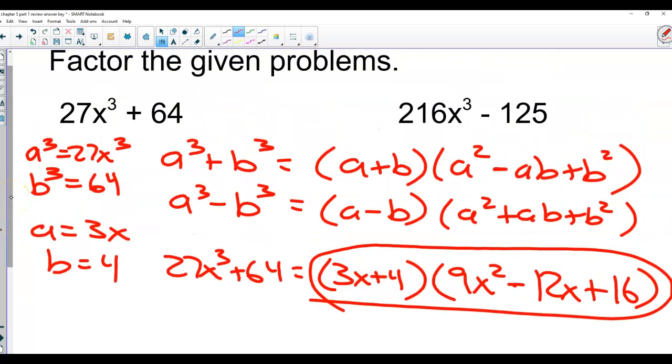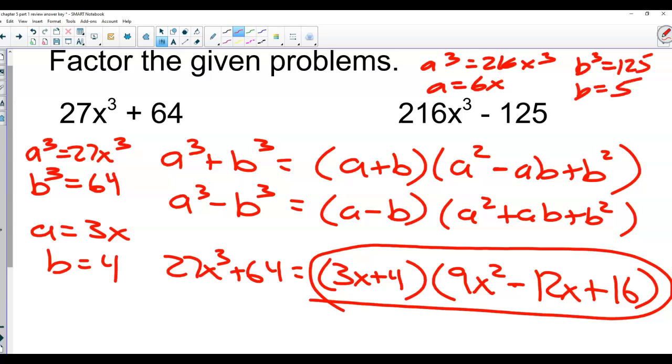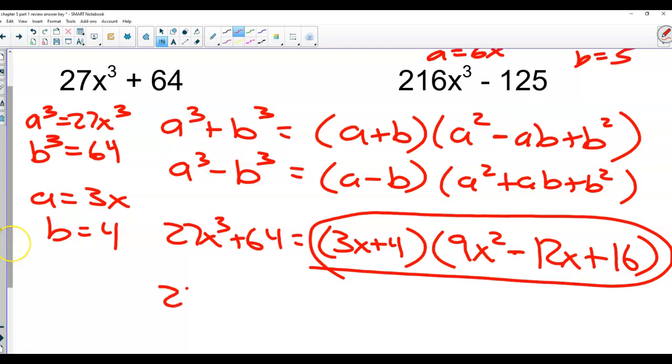For this one here, a cubed is 216x cubed. Therefore, a is 6x. B cubed equals 125. So therefore, your b is 5. You don't incorporate the sign with it. You just plug the a and b into the formula. So 216x cubed minus 125. A minus b, 6x minus 5.